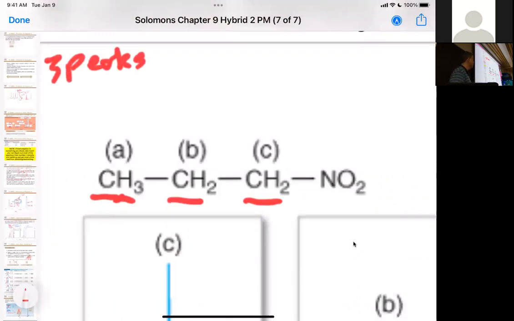Okay, so we can predict what it's going to look like, right? Which one's going to be furthest downfield, A, B, or C?